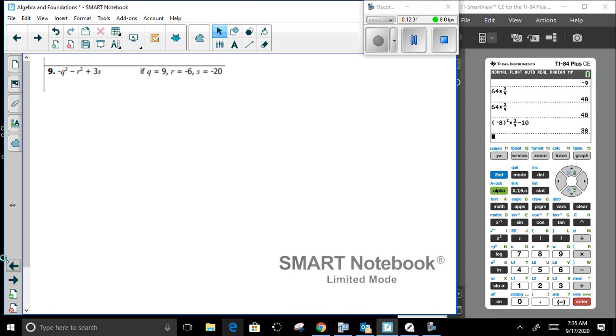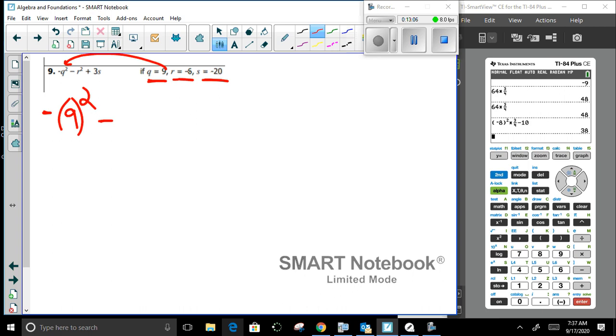All right, so I got 3 going on here. 3 different variables. Negative q squared minus r squared plus 3s. Q is 9, r is negative 6, s is negative 20. All right, so q is 9. Now be careful here. It's squaring q. It has a negative out front, and then it's squaring q. Q is only the 9. So I'm just squaring the 9. That negative stays out front.